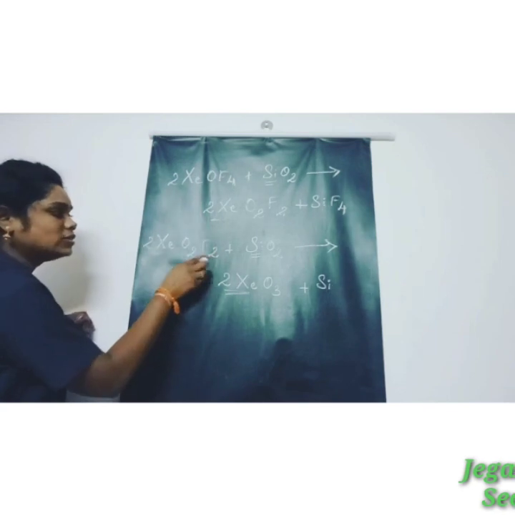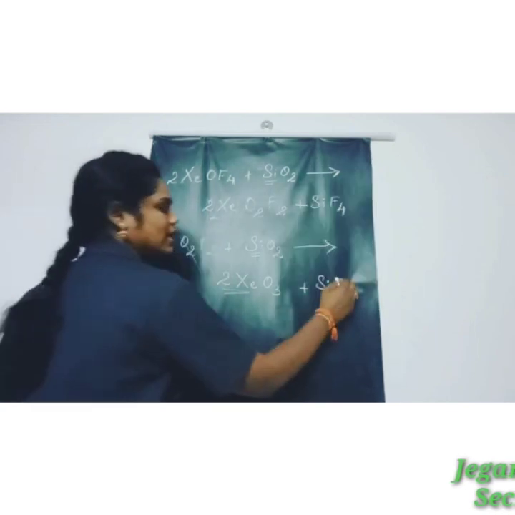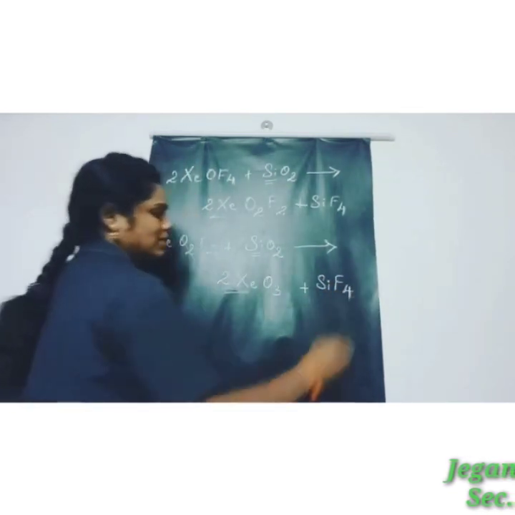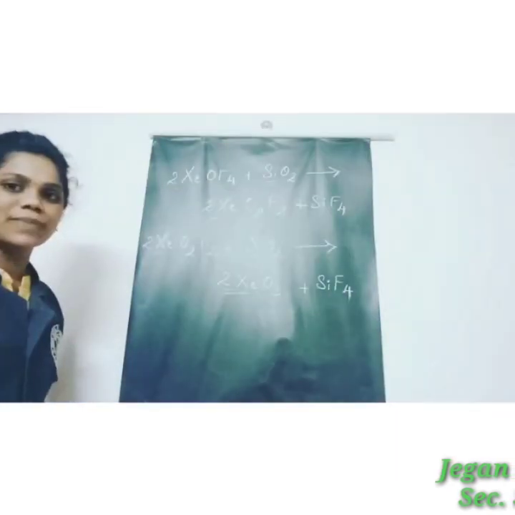So fluorine here, 2 twos are 4. So here also fluorine molecules is 4 times. So now the equation is balanced here.